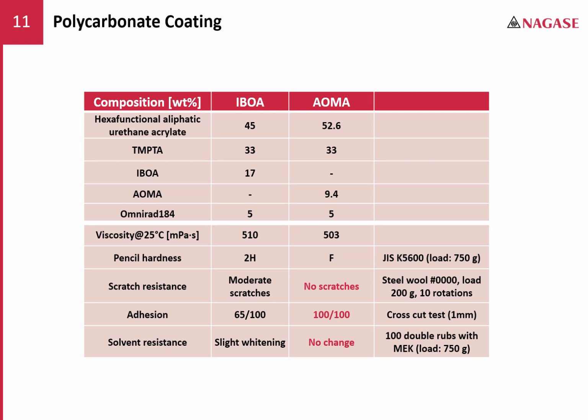Now if we look at the properties we get out, we now have the same viscosity used for the application method that we needed, and the pencil hardness went down a little bit, but the scratch resistance went from moderate scratches to no scratches. Adhesion improved, and solvent resistance improved from slight whitening or hazing from the solvent to no change. So we were able to get a better performing polycarbonate coating when we moved from IBOA to AOMA, and keeping the viscosity at the same level.